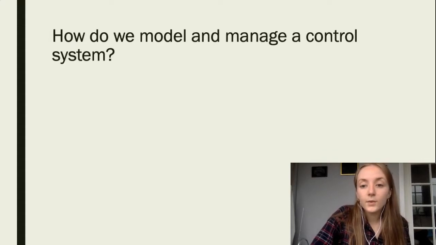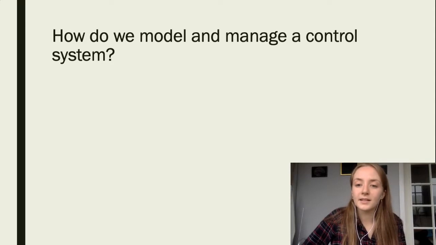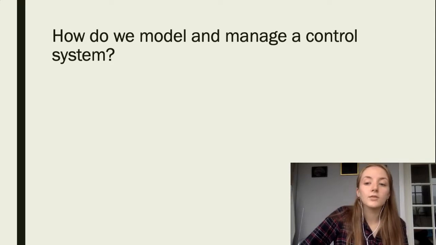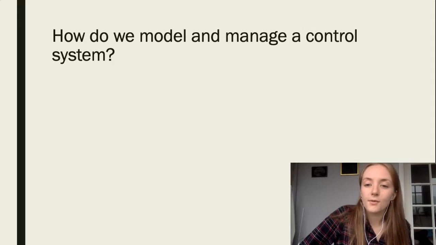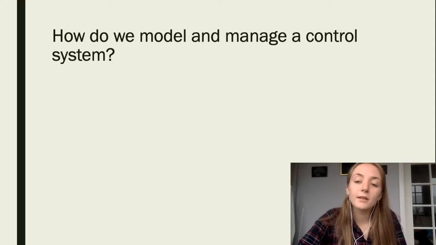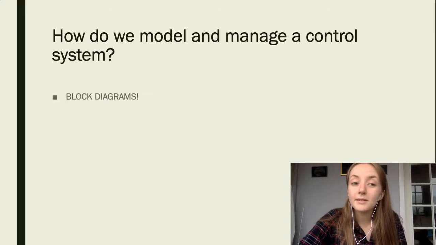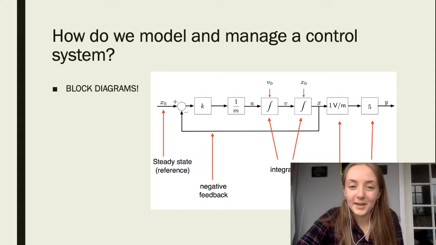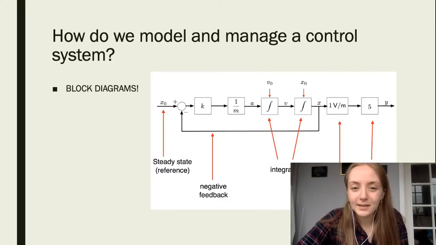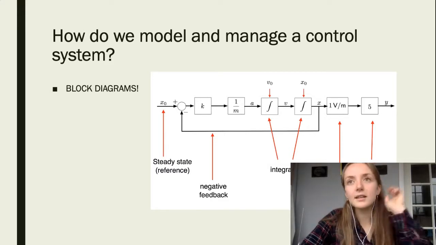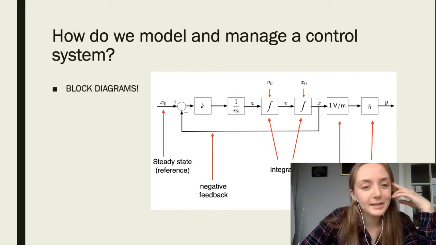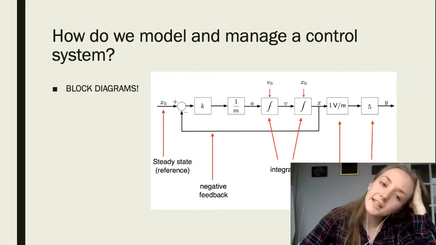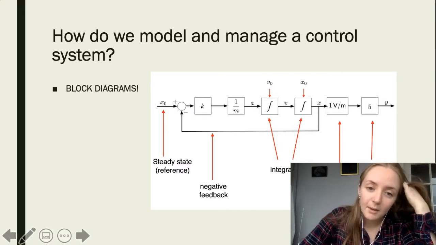So before I tell you how to manage a control system, it's imperative that we have an idea of how we can model a control system. You're probably wondering how we do this, and we use something called a block diagram. Here is an example of a block diagram. It looks very complicated. I assure you it's not really that complicated, but I don't expect you to understand what's going on here. But just as a precursor to what I'm about to show you next, the general idea is that it's kind of a flow diagram, if you will.